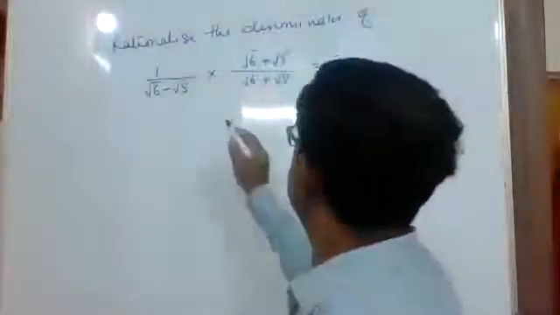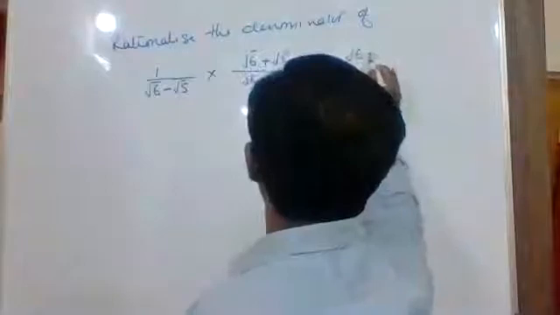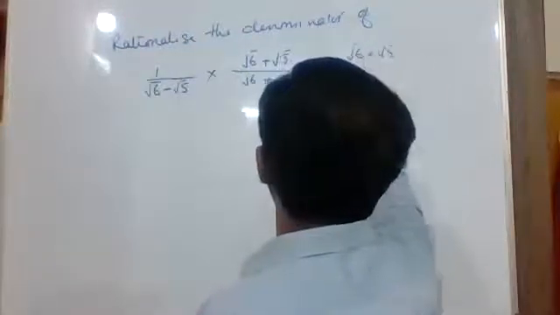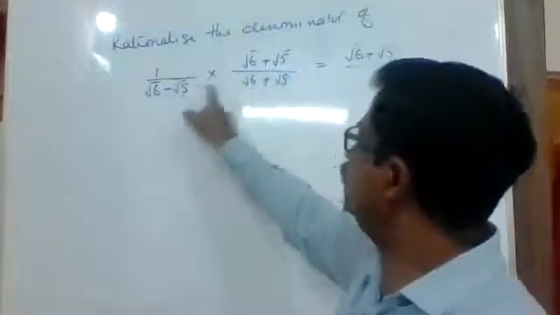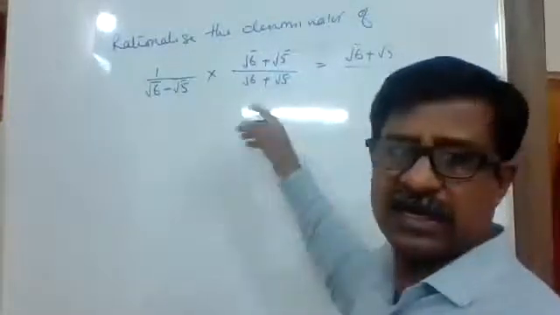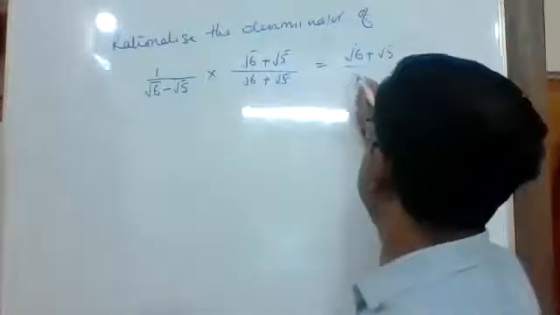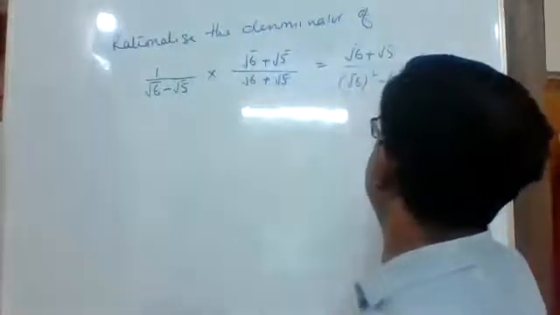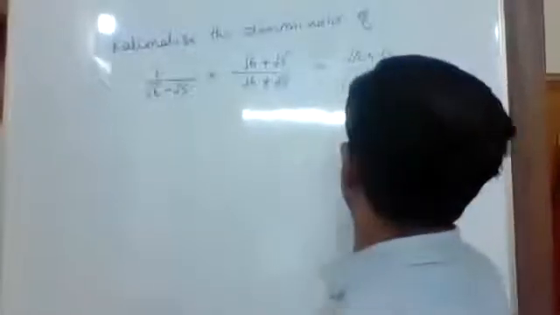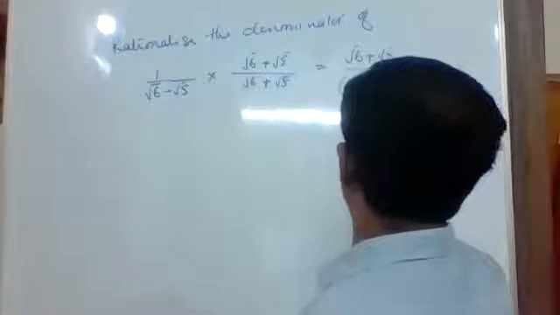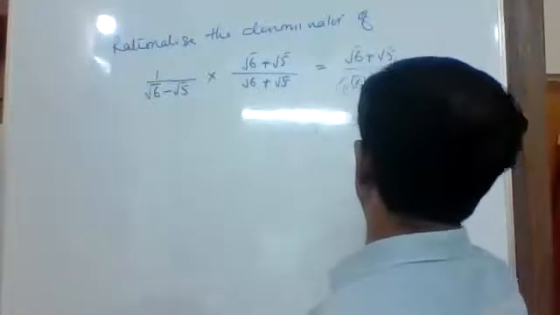After multiplication, this 1 with root 6 plus root 5, we are going to get root 6 plus root 5. Same number. And it is in the form of a minus b, a plus b. And we have got a minus b into a plus b is a square minus b square. Clear?